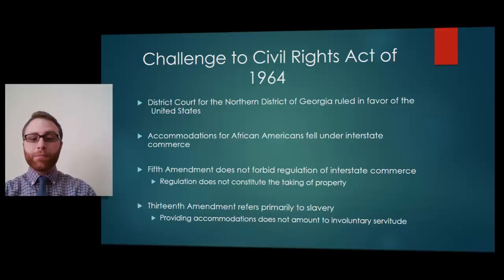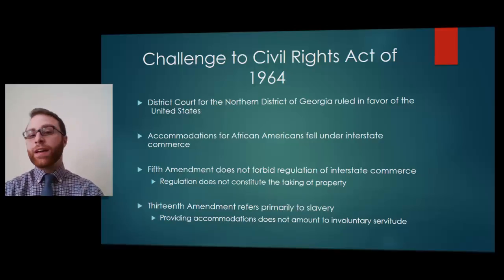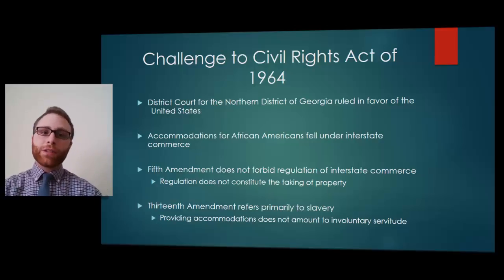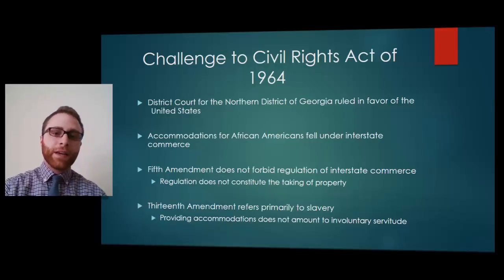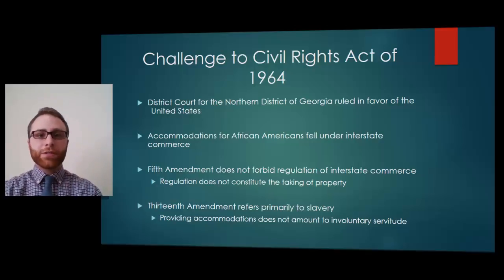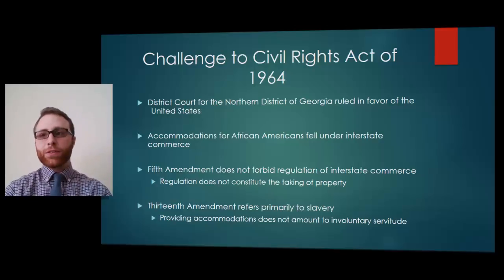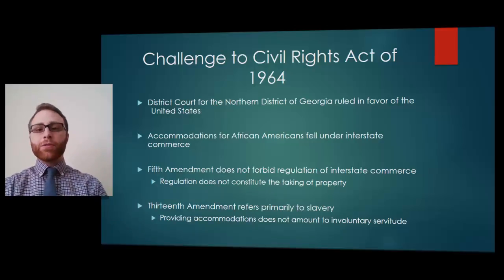It also stated the 13th Amendment primarily refers to slavery, and that providing accommodations is not involuntary servitude because the motel is being compensated for its actions, and no one is forcing the motel to engage in commercial activity as a motel. In addition, the motel has patrons from outside the state that come to the motel, and the motel is also located adjacent to interstate highways, allowing the argument that the motel is engaging in interstate commerce.